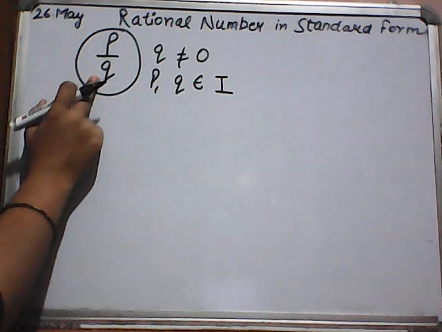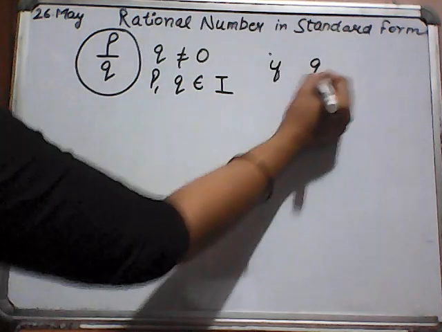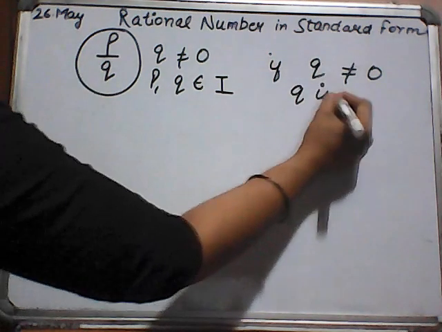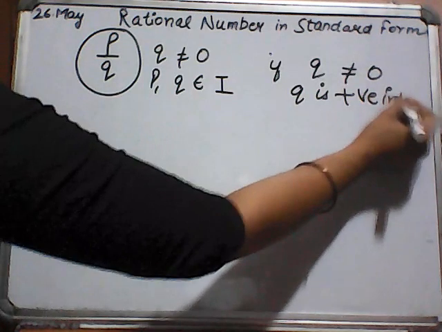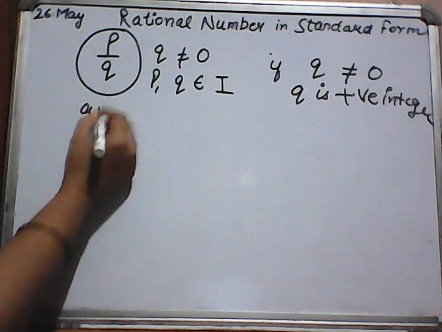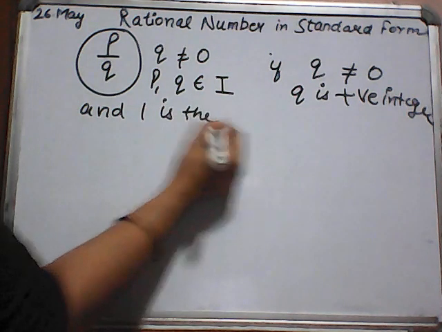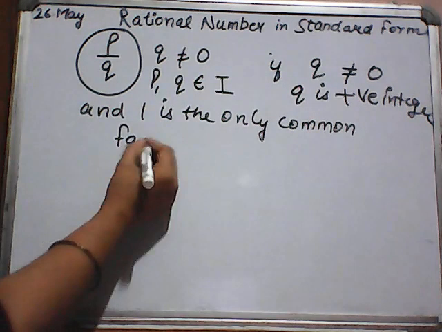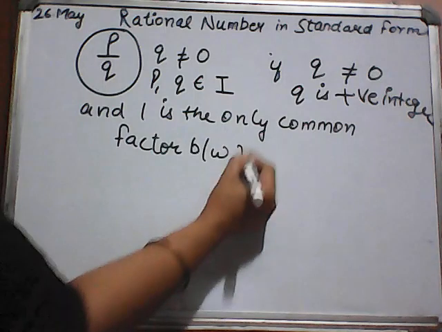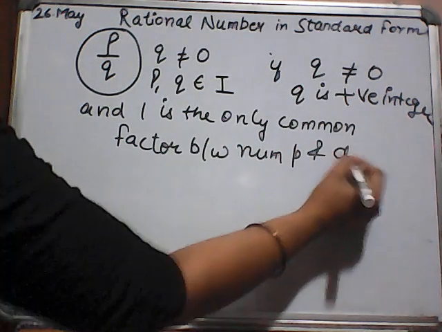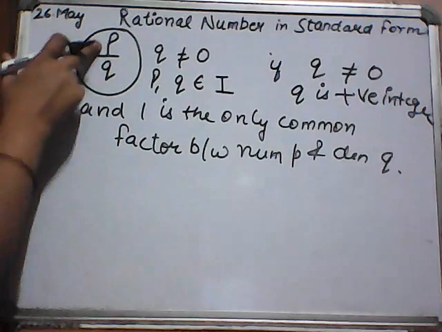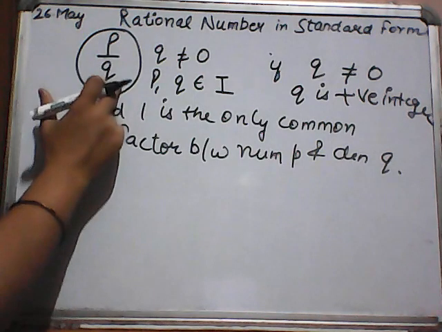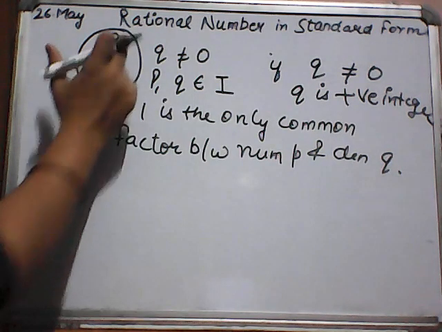P upon Q is said to be in standard form if Q is not equal to 0 and Q is a positive integer and 1 is the only common factor between the numerator P and denominator Q. Means P upon Q is said to be in standard form if Q is a positive integer and there is only one common factor between the numerator P and the denominator Q.